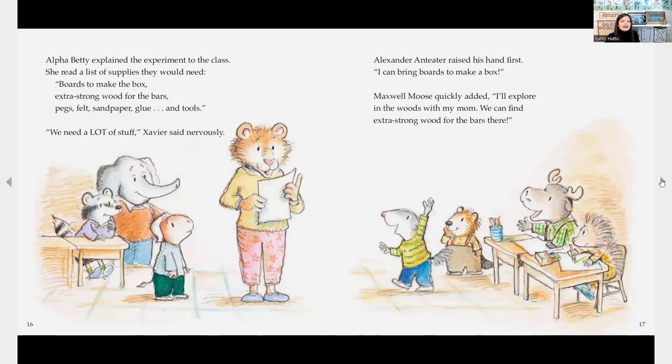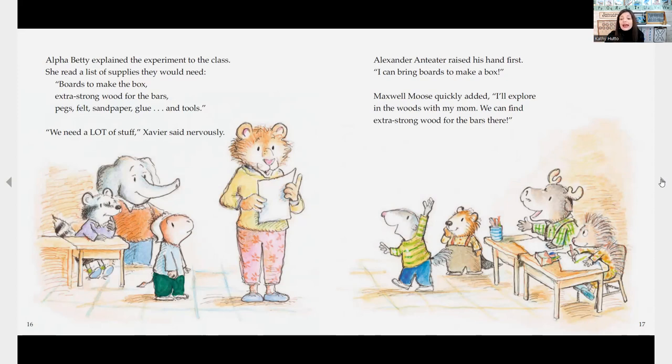Alpha Betty explained the experiment to the class. She read a list of supplies they would need. Boards to make the box, extra strong wood for the bars, pegs, felt, sandpaper, glue, and tools. "We need a lot of stuff," Xavier said nervously. Alexander Anteater raised his hand first. "I can bring boards to make a box."